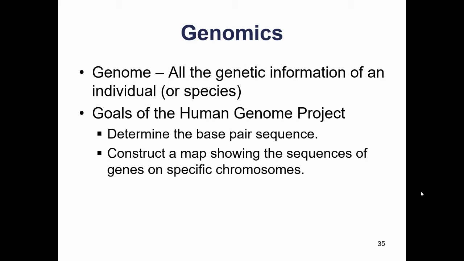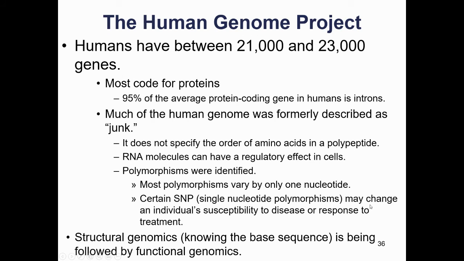Turns out, we found all sorts of unexpected results. Things like a portion of the population has Neanderthal DNA. And about 3% of our genome is not eukaryotic, but is viral DNA that we carry. So we have between 21 and 23,000 genes, most of which code for proteins. 95% of the average protein coding gene in humans are those introns that we are going to pull out after transcription.